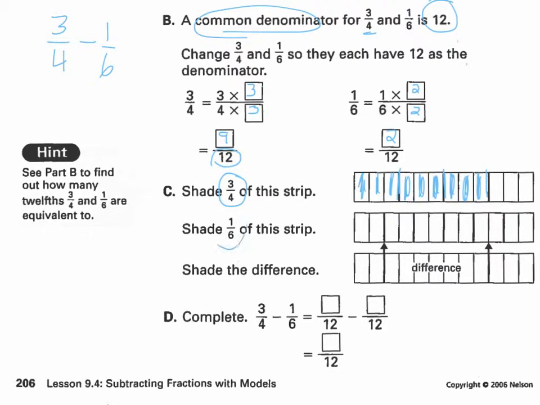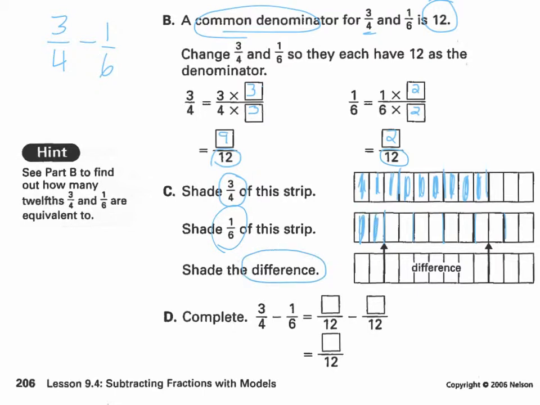Now we're going to shade in 1/6 of this strip. You will see the solid black lines dividing the strip into 6 sections. Because it's a denominator of 12, we also have 12. We're going to shade in 2/12.